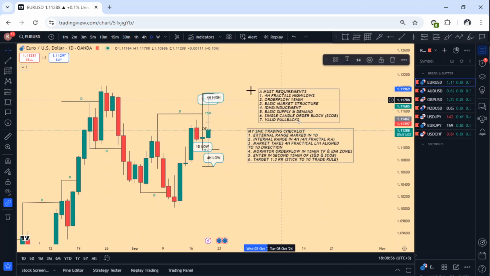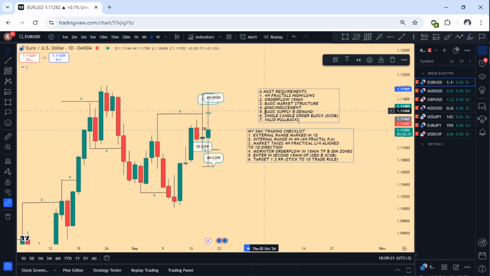So the requirement is that you try and understand 4 hours fractals, highs and lows. Try and understand order flow in 15 minutes. Try and understand market structure, then inducements or IDMs, then basic supply and demand, single candle order block, scope, and then you also need to understand valid pullback.